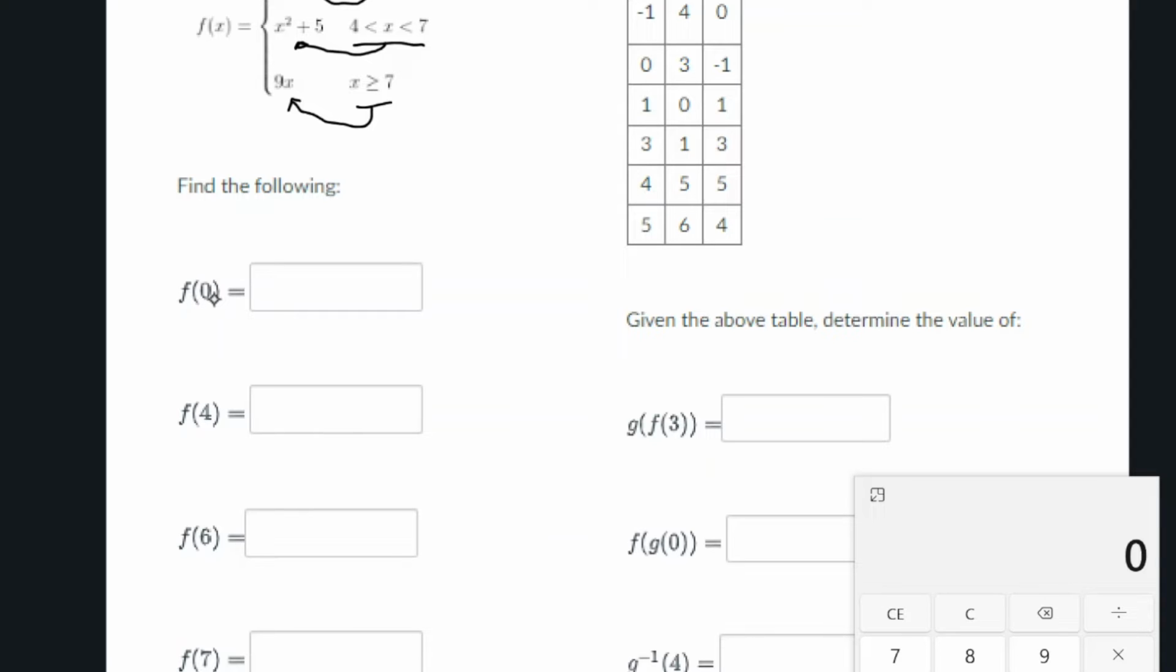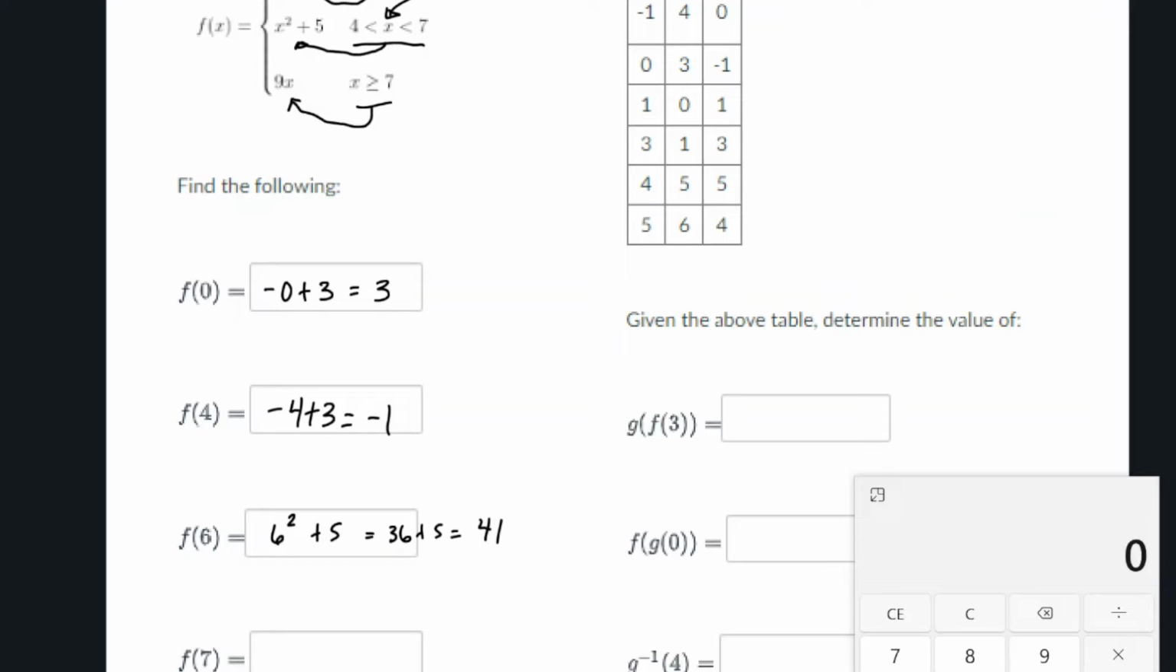So for f of 0, 0 is less than 4, so that means I'm acting like negative 0 plus 3, the first branch of the function, which is 3. For f of 4, now see, this is less than or equal to 4, so I still am in the first branch here, so I plug in negative 4 plus 3, and I get negative 1. Now at 6, I'm clearly inside the area between 4 and 7, so now I'm acting like this one, 6 squared plus 5. That's 36 plus 5, which is, I believe, 41.